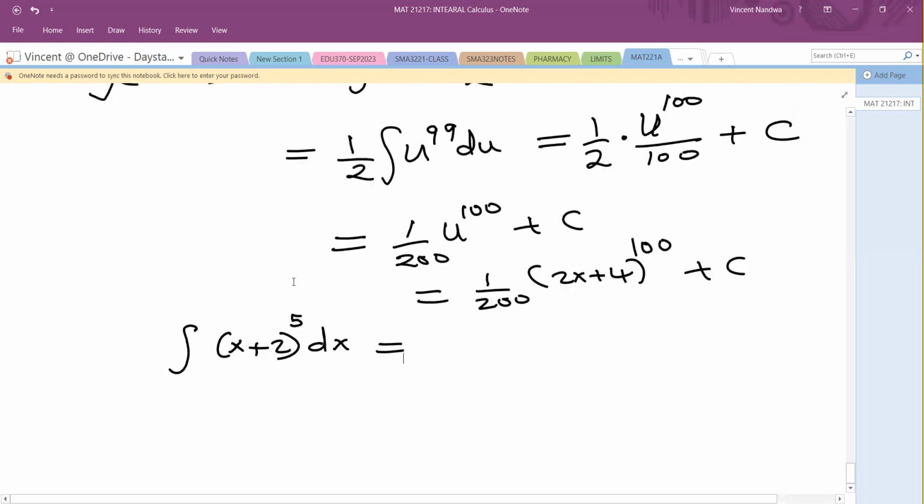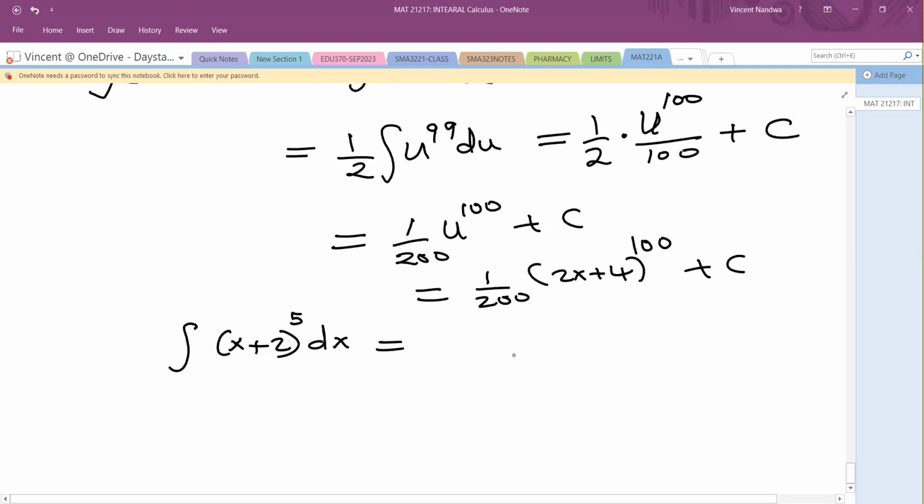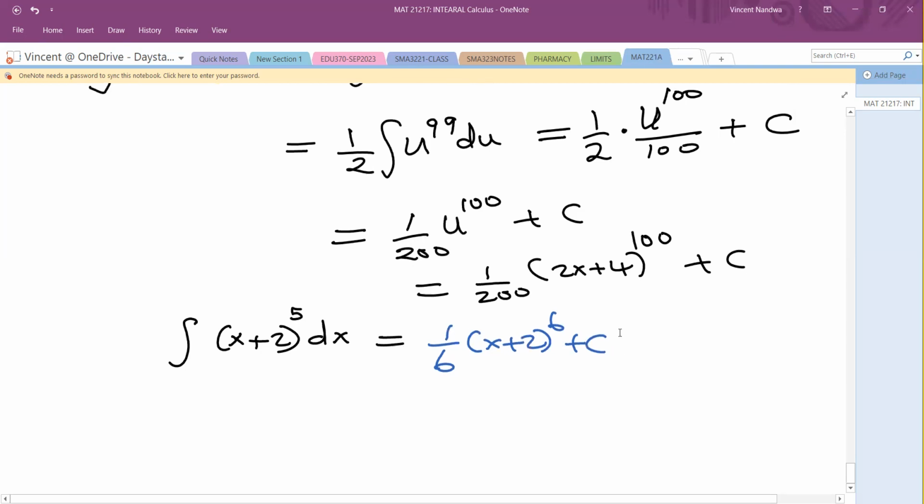Yeah, these are very serious team. Correct. So that's the correct answer: 1 over 6, (x plus 2) power 6, plus c. Good. And then the next problem is the integral of square root of 2x minus 10 dx.